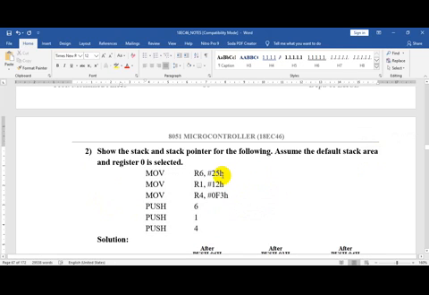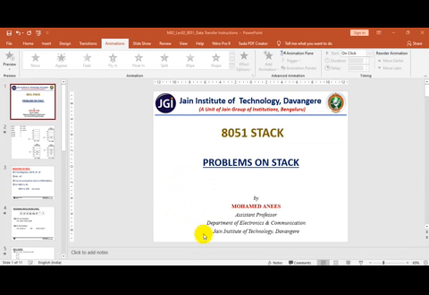Okay, so 25H is copied to register R6, 12H is copied to register R1, F3H is copied to register R4. Then you are saving the contents of register R6. 6 is the address of R6. Then PUSH 1 means address of R1. PUSH 4 means address of R4. Okay, so you have to draw the memory layout and show the stack pointer and the contents of the memory. Okay, let's do that.